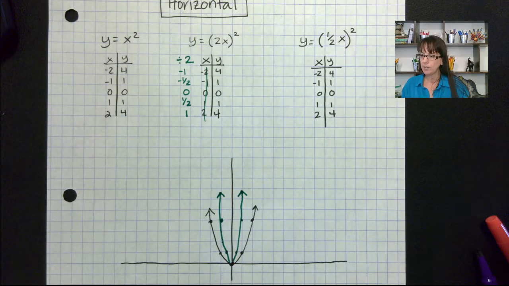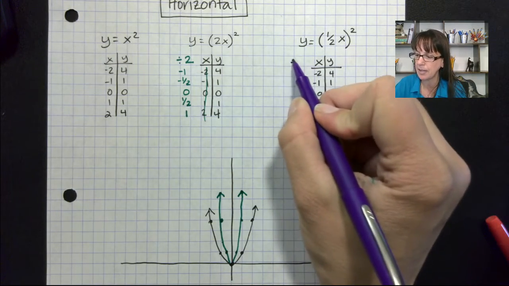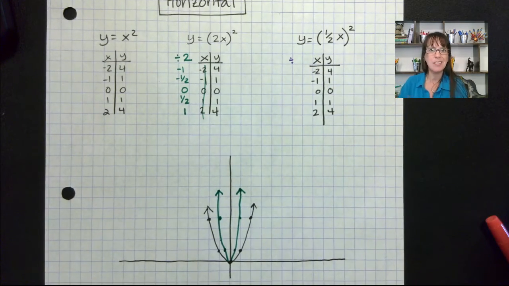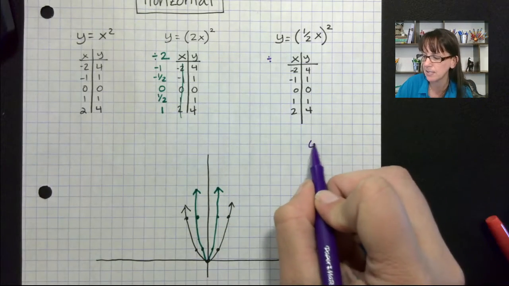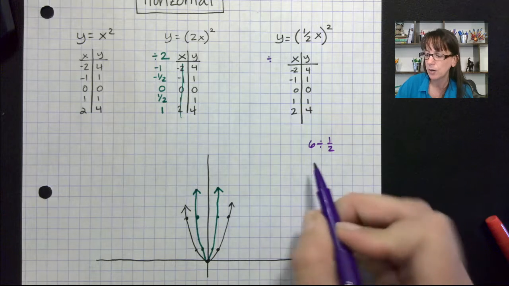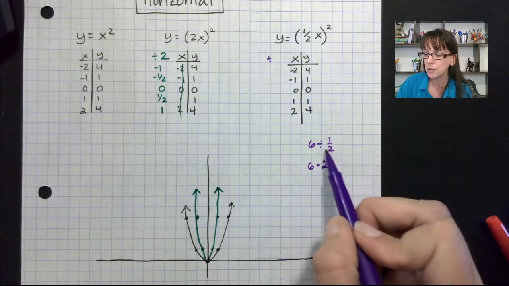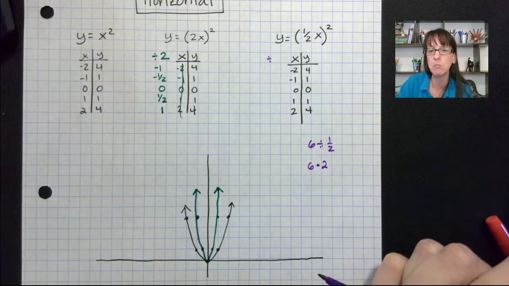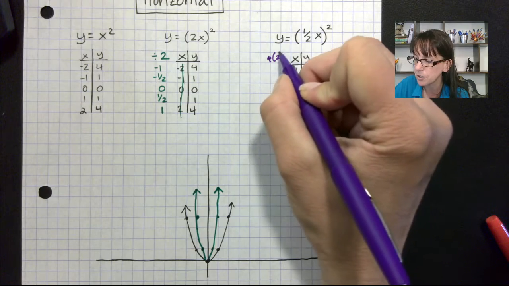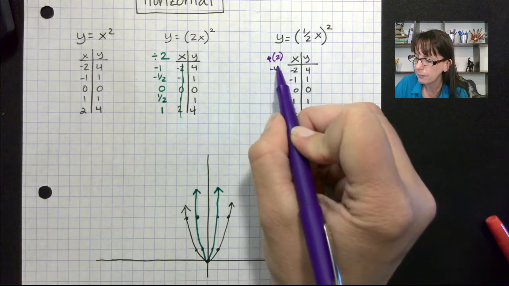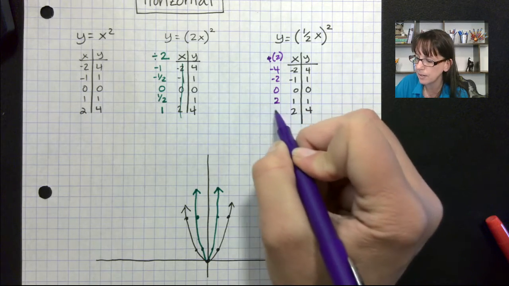So the 1/2, let's talk about that now. Again, we want to divide our x by that. Now, if we divide by a fraction, we really can't. We multiply by the reciprocal. What I mean by that is 6 divided by 1/2. We don't do that. We do 6 times the reciprocal of 1/2, which is 2. So dividing by 1/2 is the same as multiplying by 2. So instead of dividing, we're going to multiply by 2. If I do that, I get -4, -2, 0, 2, and 4.